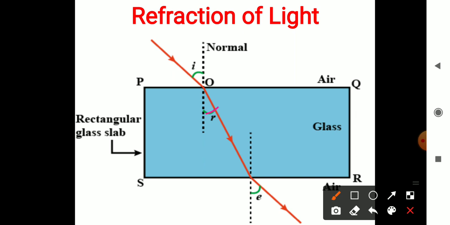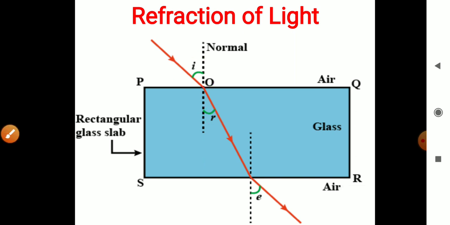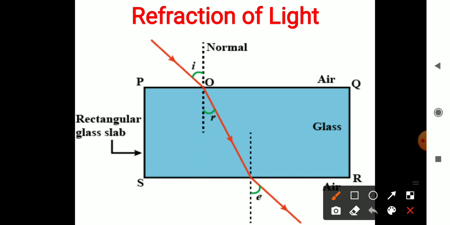This angle between the incident ray and the normal is called the incident angle. The angle between the refracted ray, which is now refracted towards the normal inside the glass, and the normal is angle R, called the refraction angle or angle of refraction. In this case angle I is not equal to angle R. So when the light moves from a rare to a denser medium, the light will bend towards the normal.